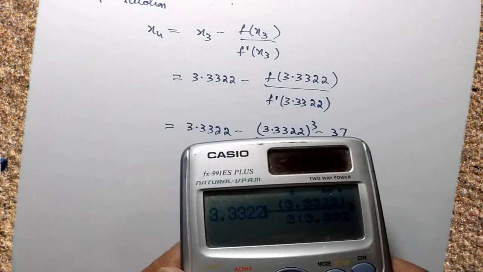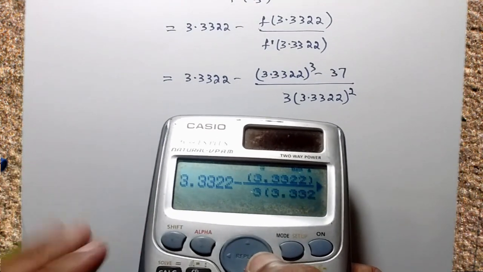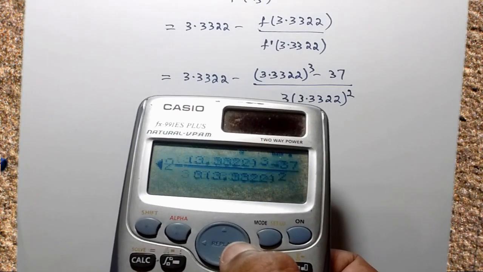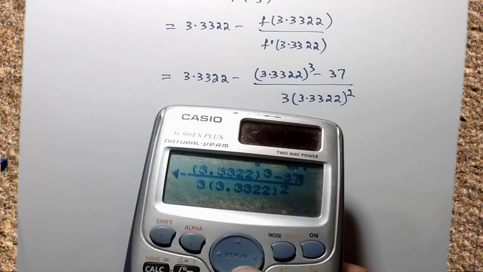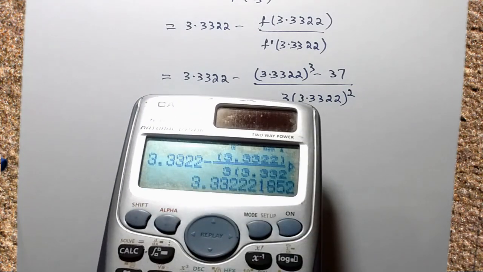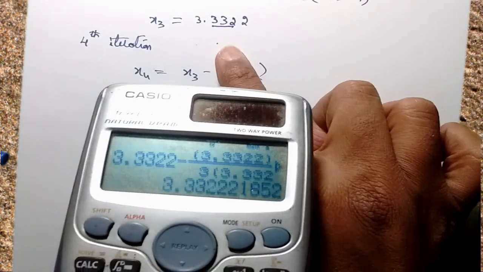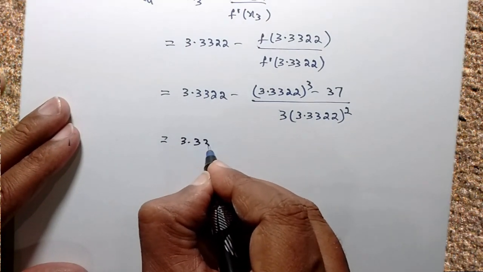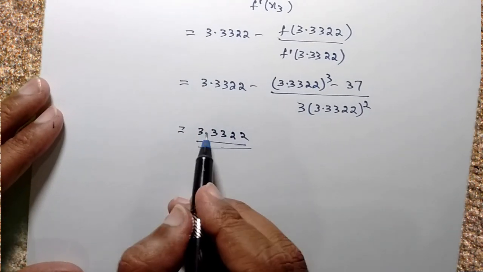You just see what I have typed over here: 3.3322 minus, in the numerator, 3.3322 whole cube minus of 37. The denominator is 3 times of 3.3322 whole square. Let us see what solution we are getting. You can see 3.3322, almost the same. This solution and the previous solution are almost the same. You can just check it. So therefore you can write the solution as 3.3322. You can see the present solution and the previous solution are the same. Therefore we'll stop the process and write the solution.